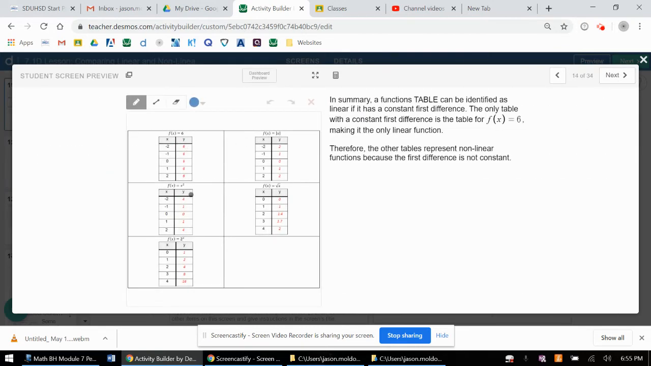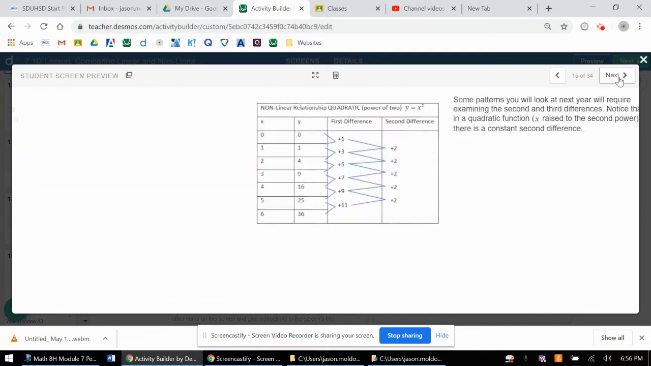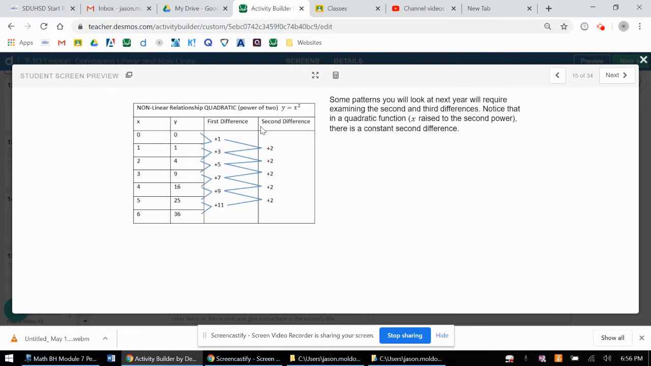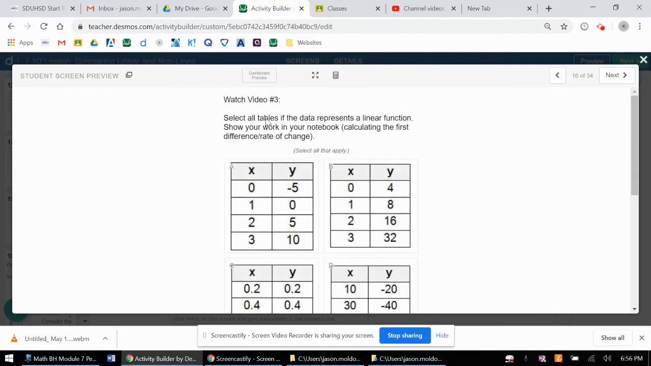And so actually these tables, if you analyze them, the only one that would pass that requirement is the only linear function that we have, which was this one. And the other ones do not have a constant first difference. The change in y over change in x does not stay the same. It is changing. And this is a slide I'll let you read. It's kind of cool. But we're going to look at this example.